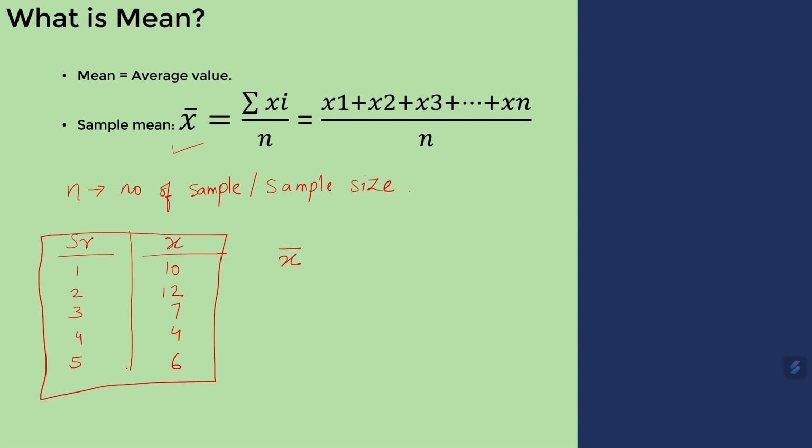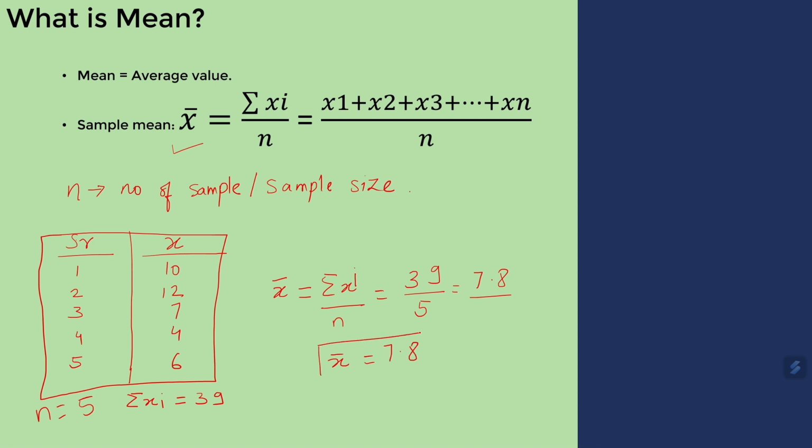The total of these x values is indicated as summation xi, which is 39. And we have the sample size n, which is equal to 5. So the mean is calculated as x bar equals summation of xi divided by n, which is 39 divided by 5. So the mean comes to 7.8. Alright, this is how we calculate mean. X bar is 7.8. Very simple. We'll do some problems in the next video. This is just a concept which I am explaining right now.